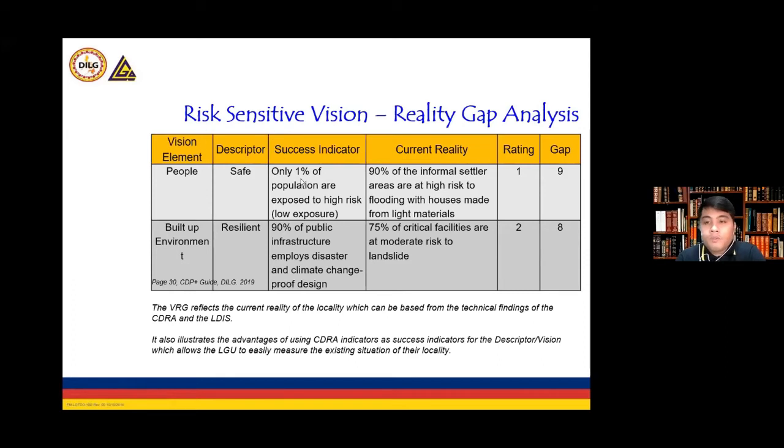Okay, so further examples. Okay, so descriptor niya ay safe. So only 1% of the population are exposed to high risk. Yan yung kanyang success indicator. And the 90% of the informal settled areas are at high risk to flooding with houses made from light materials. Kasi sa SIDRA, ito yung ginagamit nila. Simply adapt or call that information from your SIDRA and then you're good to go, no? Yung ating VRG analysis.